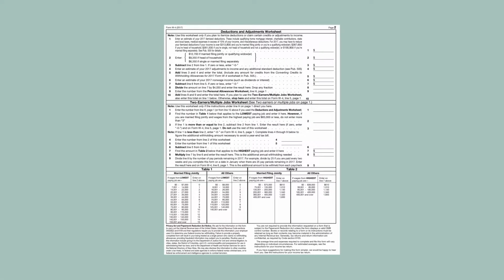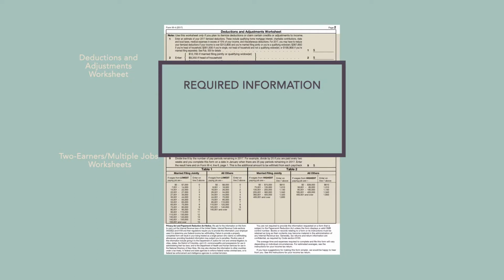This is two worksheets in one. Use the top section to itemize deductions or claim adjustments to income. Use the bottom section if you work 2 or more jobs or you and your spouse both work. Some lines require additional income information such as itemized deductions, adjustments to income, non-wage income, and income from your lowest and highest paying jobs. Collect any and all information that applies to you before proceeding.